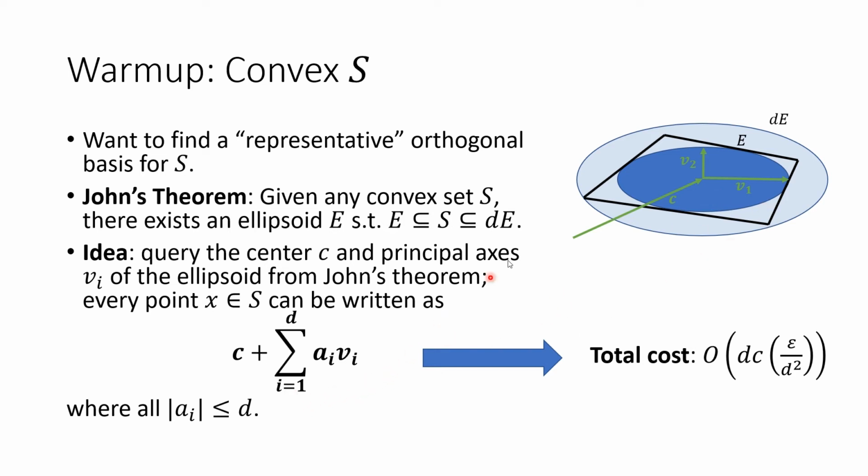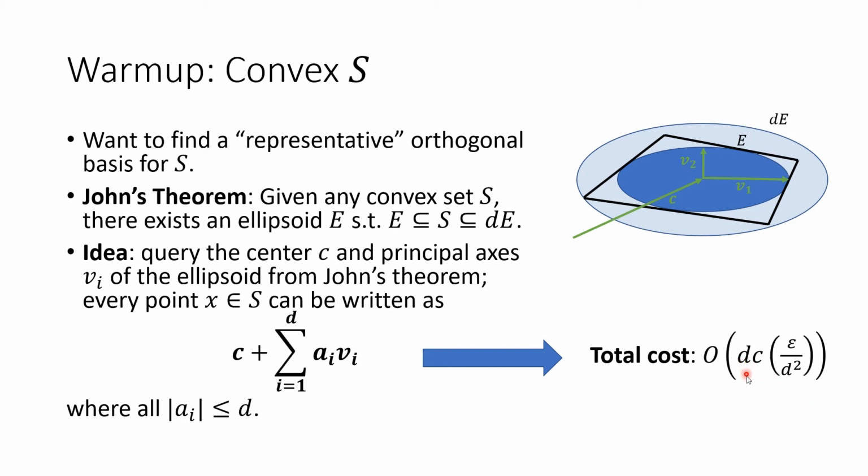And by John's theorem, since S is contained in D times E, we know that all of these coefficients a_i are at most D in magnitude. And in particular, this implies that it suffices to measure all of them to within precision at most epsilon over D squared. It's over D squared because if you measure them to epsilon over D squared, you measure each of the a_i times v_i to within epsilon over D, because each of the a_i is at most D in magnitude, and when you add them all up, you have error at most epsilon.